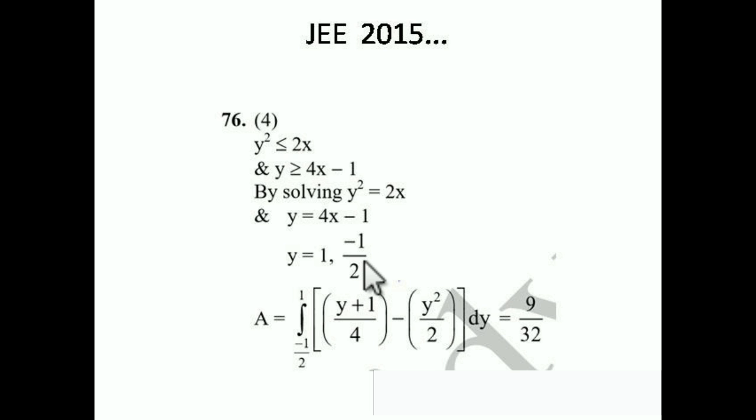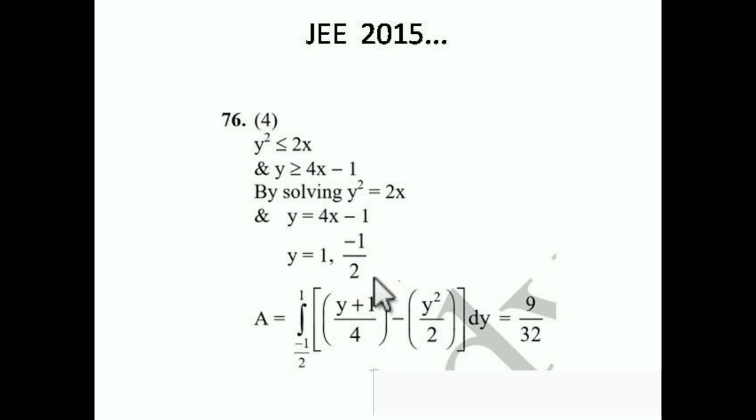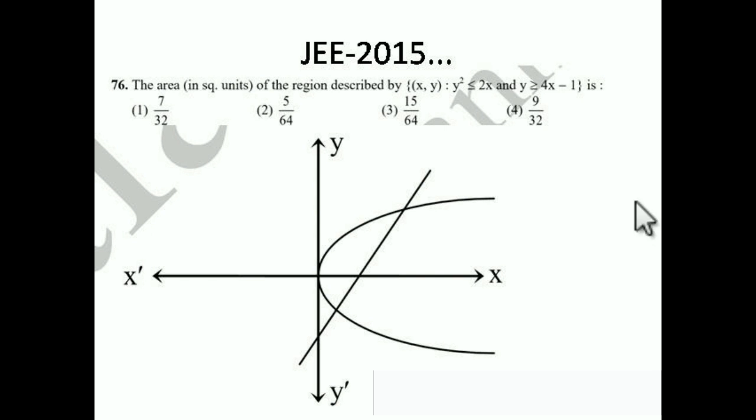Now if you have the y coordinates, by putting them in either of the equations, you get the x coordinates. So you have y coordinates 1 and minus 1 by 2. See friends, here this is y equal to minus 1 by 2, and this is y equal to 1.